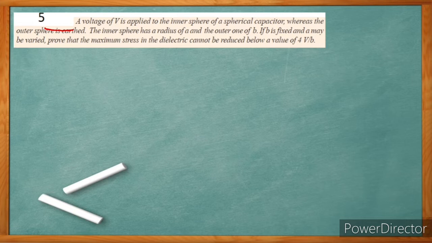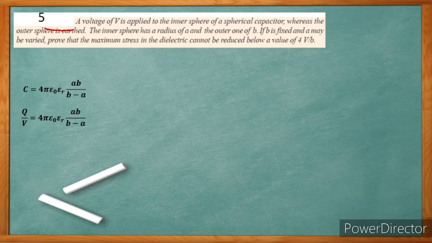So for the spherical capacitor, when the outer sphere is Earth, the formula for computing the capacitance will be C is equal to 4 pi times the absolute permittivity times the relative permittivity times the product of A times B over the difference B minus A. And we all know that C is equal to Q over V, so C will be replaced with Q over V. So Q over V is equal to 4 pi times the absolute permittivity times the relative permittivity times the product of A times B over B minus A.